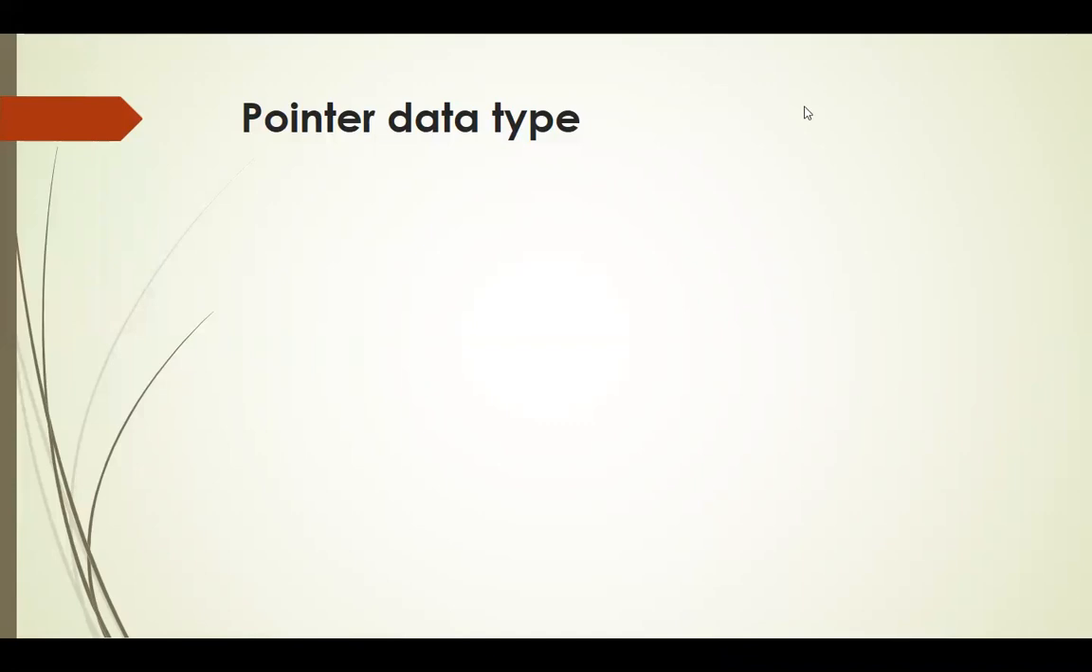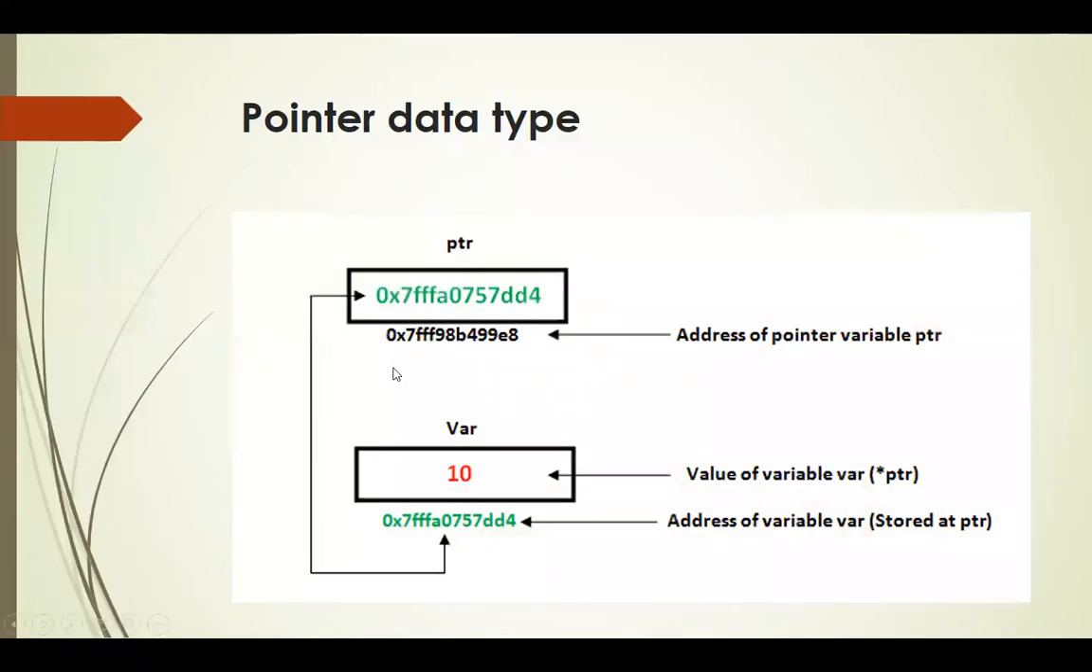Now, a pointer data type is a very special kind of data type. It is not actually storing a value. A pointer data type actually stores the physical address of a variable, which is actually the memory location allocated to the variable.